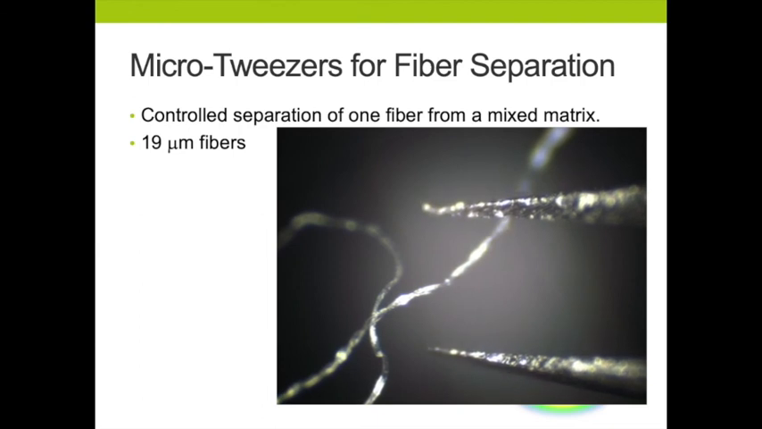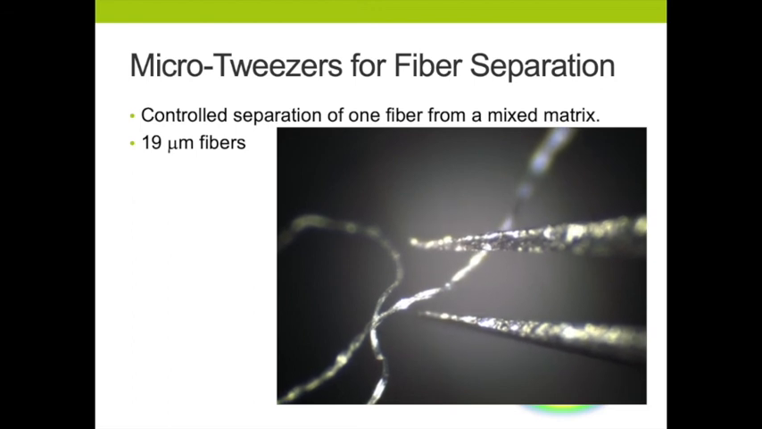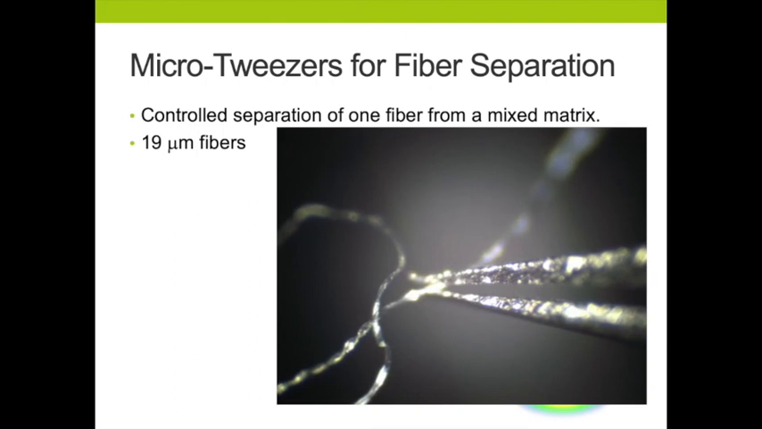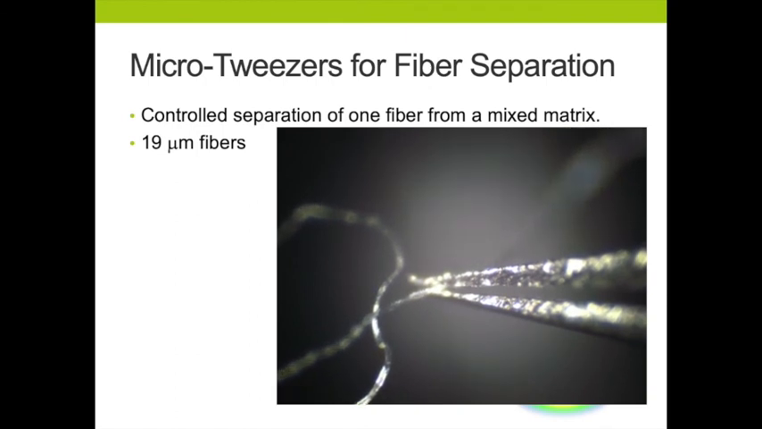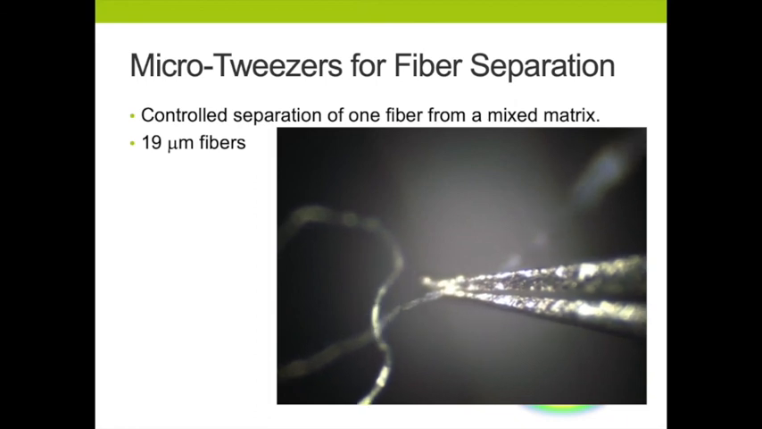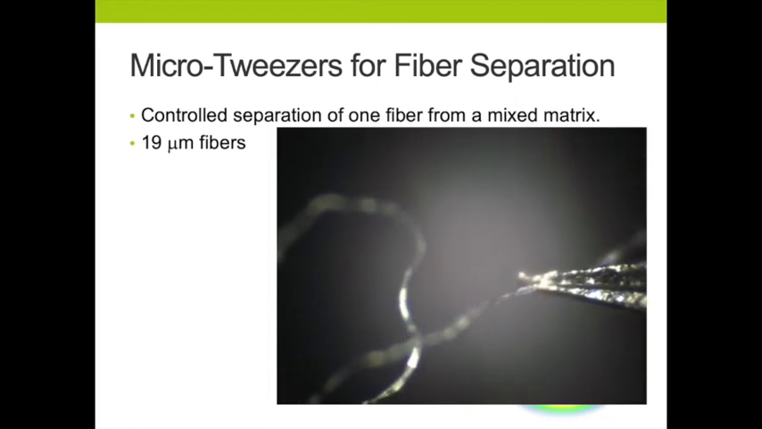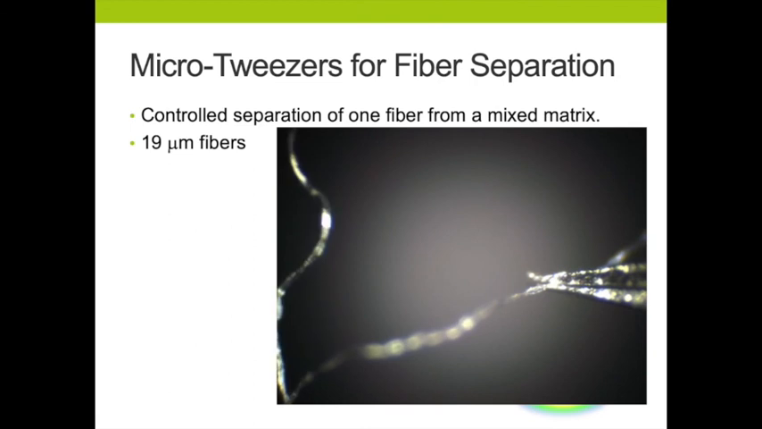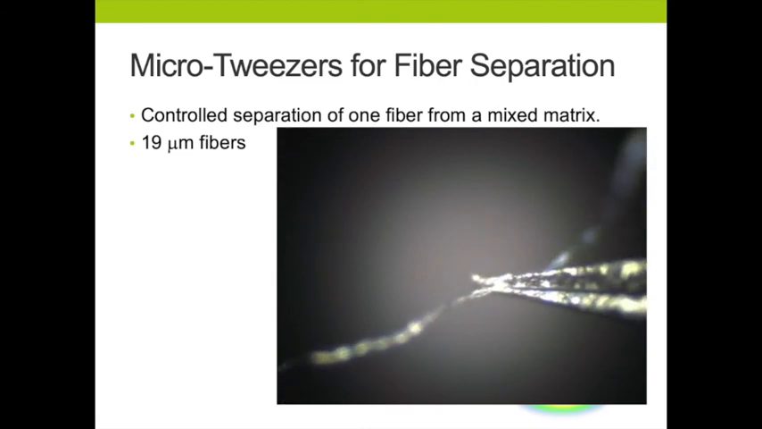Finally, to give you an example of micro tweezers, here we have 19 micron diameter fibers that can be used to isolate single fibers from a mixed fiber matrix. We approach the micro tweezers to the fiber and squeeze down on the fiber. If you're doing this by hand, you'll move the micro tweezers to the right, in this case. However, if you also move the stage to the left, you can keep the fiber and the micro tweezers in the field of view so that you're always seeing if the micro tweezers are holding onto the fiber, which in this case, they clearly are.